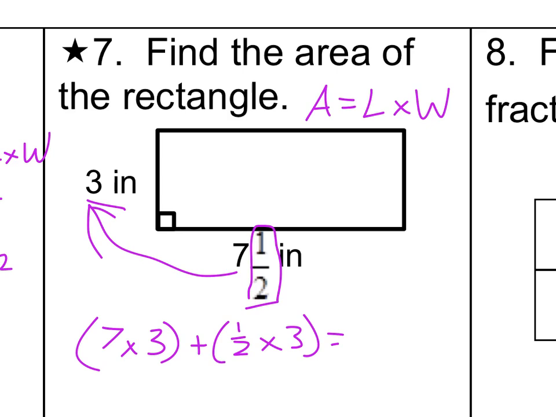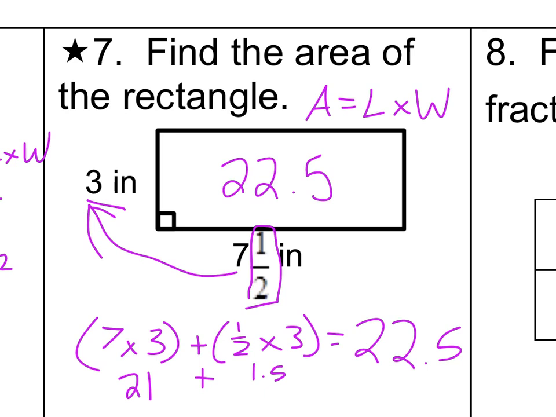But really what's happening is I'm doing 7.5 3 times, which means I'm doing 7 3 times, and then I'm going to do half 3 times. So I can break it down like this, and so I know I'm going to have 21, and then 1/2 times 3 is 1.5, right? Half of 3. And so it's going to be 22.5. And that's going to be inches squared.